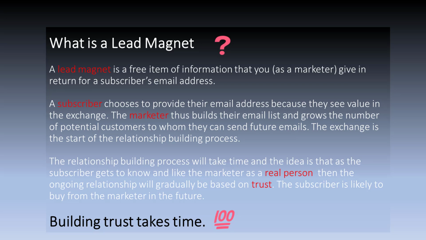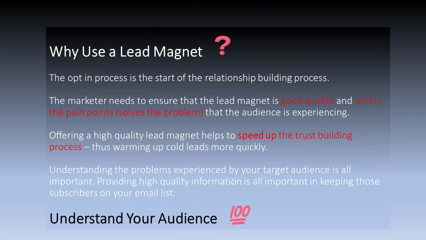Now, the exchange is the very start of a relationship building process, and this process takes time, and the idea is that the subscriber gets to know and like the marketer as a real person, and then the ongoing relationship will be based on trust. The subscriber is likely to buy from the marketer in the future. It's important to note that building trust takes time. This is a long-term strategy. You are building an online business, and it does take time. It doesn't happen overnight.